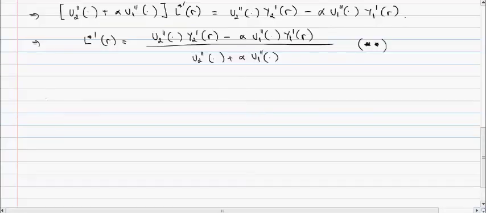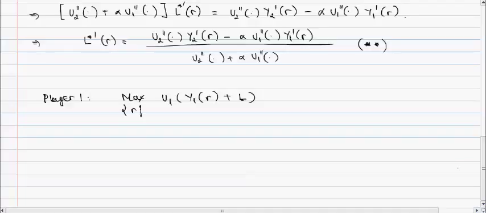Okay, so player 1 wants to choose the amount of R in order to maximize the utility U1, which is a function of y1 as a function of R plus the amount of L that the parent is going to give to him. Now, being a first mover, he should be able to take into account the optimal amount of L chosen by his parent, and then he can decide how much R he's going to pick.